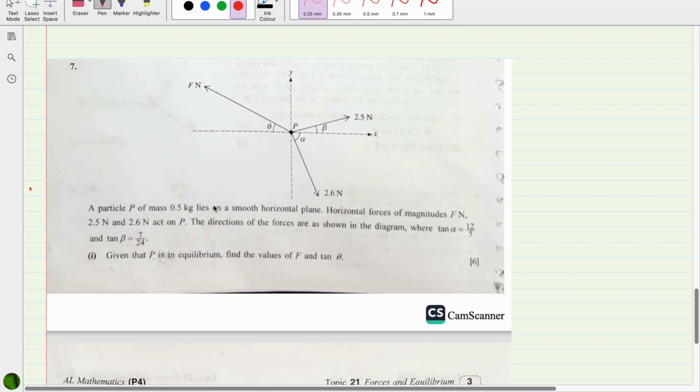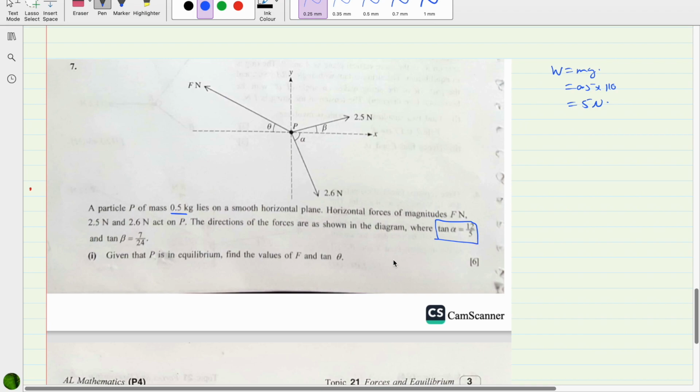Question says a particle P of mass 0.5 kg lies on a smooth horizontal plane. If mass is 0.5 kg, weight would be mg, 0.5 into 10 is 5 newtons. Lies on a smooth horizontal plane. Forces of magnitude F newton, 2.5 newton, 2.6 newton act on P. The directions of the forces are as shown in the diagram, where tan alpha is 12 by 5.